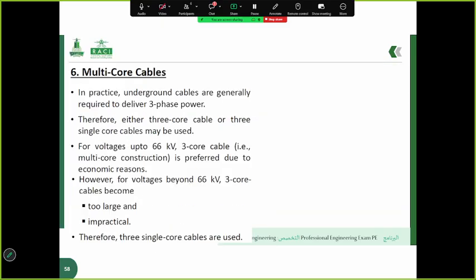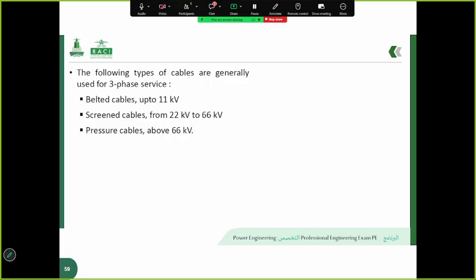Based on this slide, we will discuss the characteristics and application of multi-core cables in practice. Underground cables are most often used to deliver three-phase power. For this purpose, engineers have the option of using either a single three-core cable or three individual single-core cables.